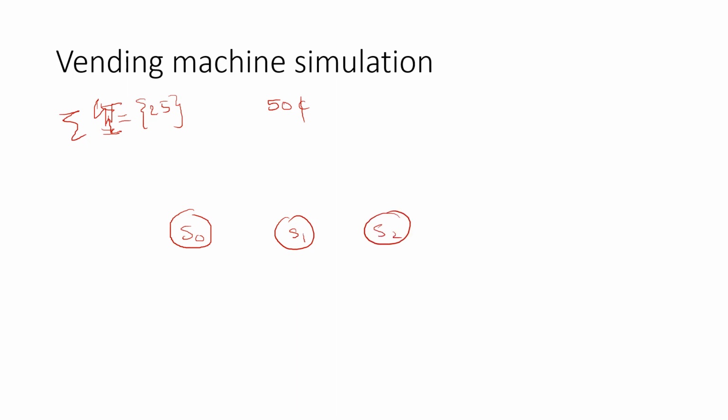Suppose you have a vending machine that accepts only 25 cents as input. So the input alphabet would be just the 25-cent coin. Let's assume that this vending machine gives a drink if you give 50 cents, and we're going to design a machine like this. This machine will have three states, S0, S1, and S2. We call this state the accept state, and we call S0 the start state.